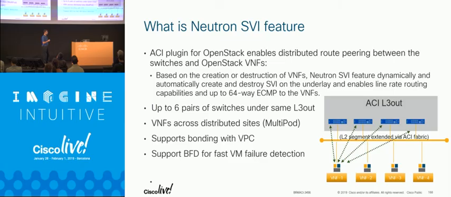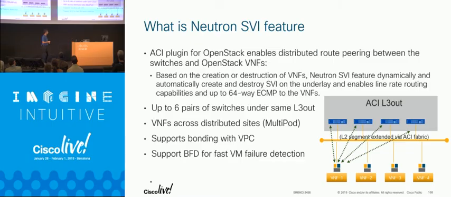Well, that's possible with what we call the neutron SVI function for the ACI unified plugin. The neutron SVI function is basically a feature that allows the dynamic creation of an L3 SVI based on where you create your virtual machine. So you create VNF 1, 2, 3, 4. Each time you create one of those, ACI will dynamically create an SVI because it knows exactly where the VNF is, and it will start peering, if you require it, BGP with the autonomous system number that you define there.